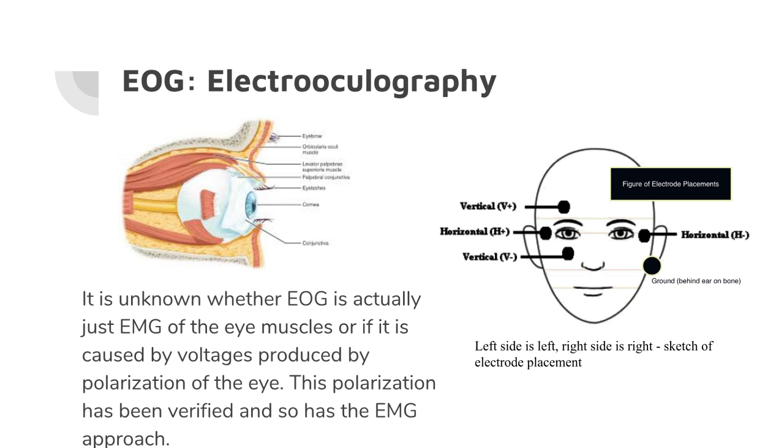A lot of people will give you differing opinions. For the most part, people seem to be leaning towards this dipole model of the eye, where there's a charge in the front and a charge in the back. I personally don't think that makes very much sense. I think it makes more sense to consider that there are muscles within the eye that are contracting and causing polarity to appear in the outside region of the eye.